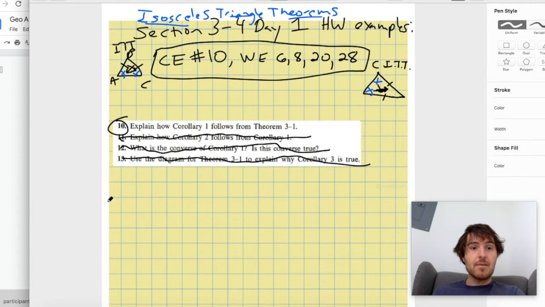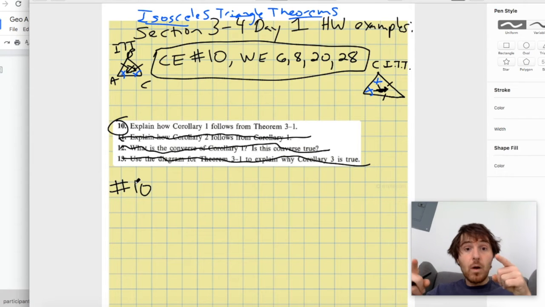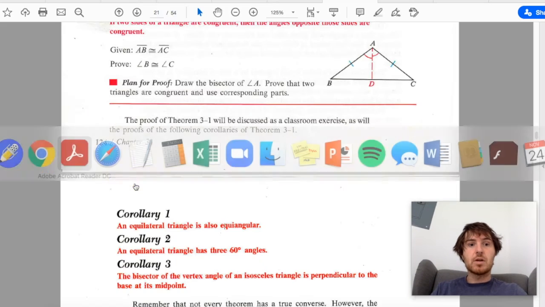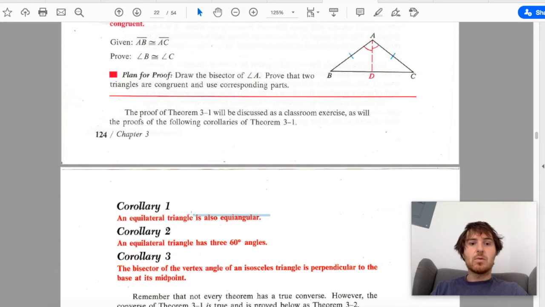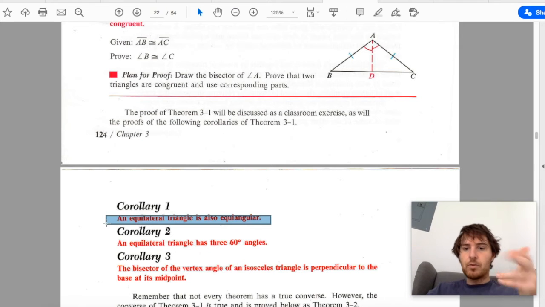Okay, so we're going to do number 10, which says explain how corollary 1 follows from theorem 3.1. So let's check it out here. We might have to compare these two. Corollary 1 is the one that says an equilateral triangle is also equiangular. Why is that a theorem?